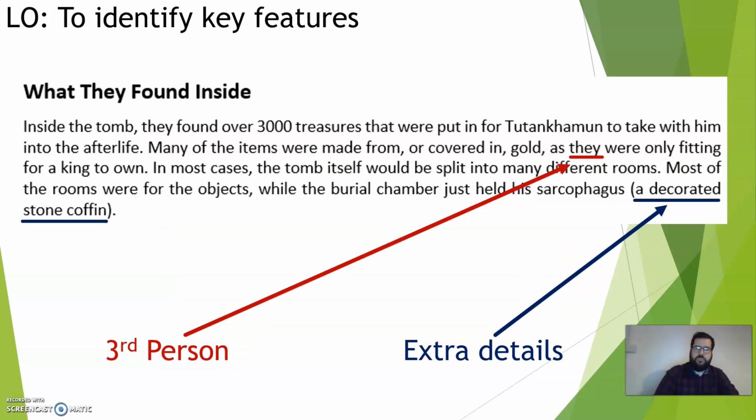Third person: they've got the word "they" there, which means we're talking in the third person. And the extra detail: it tells us about his sarcophagus. It then says the sarcophagus, in brackets, is a decorated stone coffin. So what it's telling us there is the word sarcophagus, but giving us that extra detail about what a sarcophagus is to help out the poor reader who may never have heard of the word sarcophagus before.